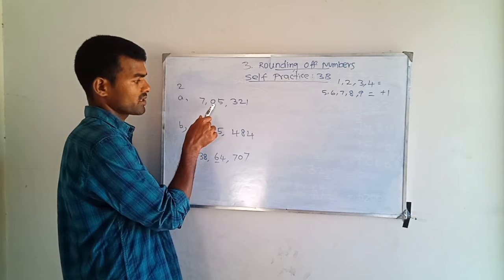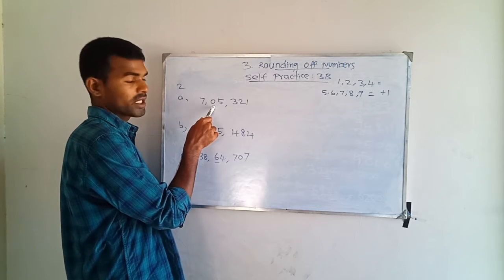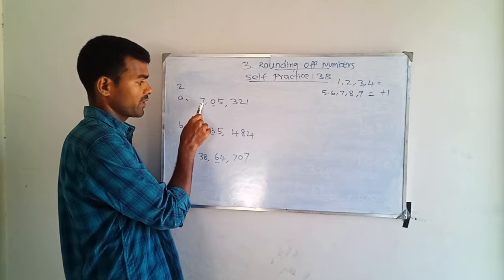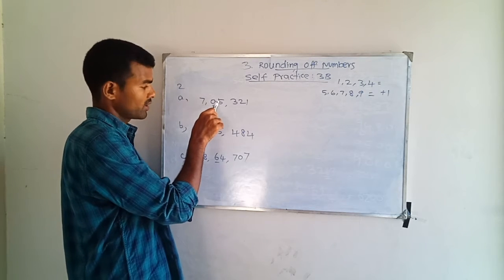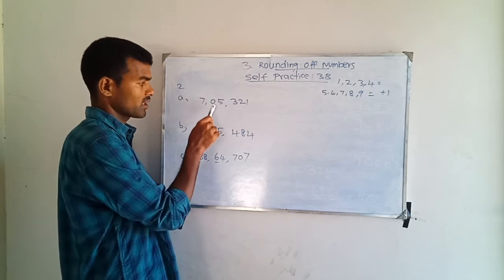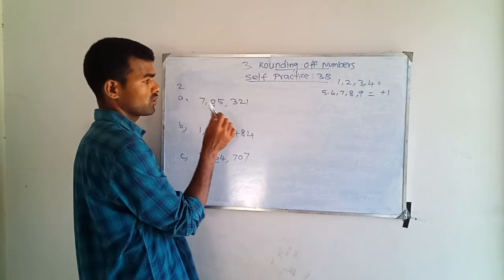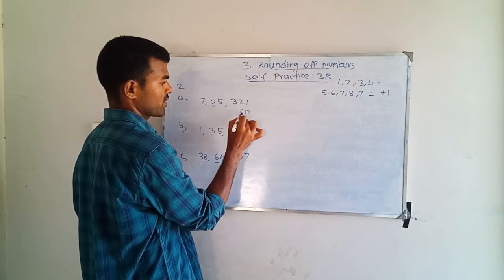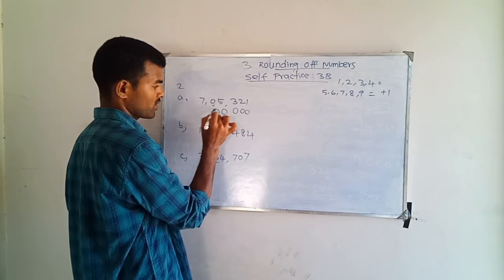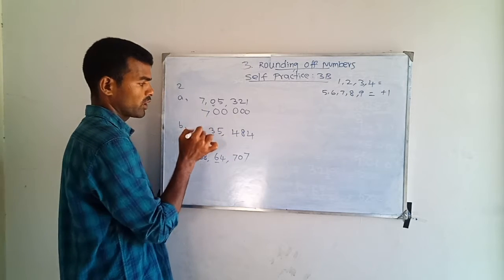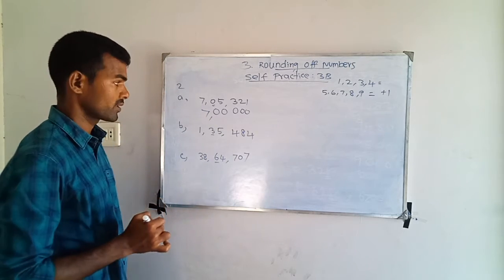It is given here 0. Yes, no? The 10,000 place is 0, the right side value of the lakhs place. So ones place 0, tens place 0, hundreds place 0, thousands place 0, 10,000 place 0, and this number, the same number only you have to write. 7 lakh is the answer.